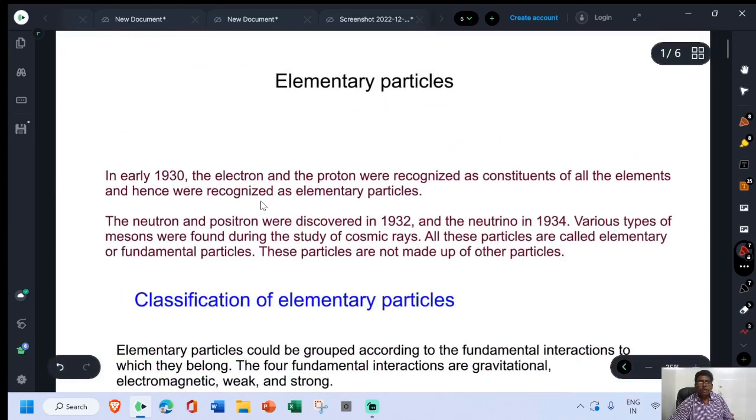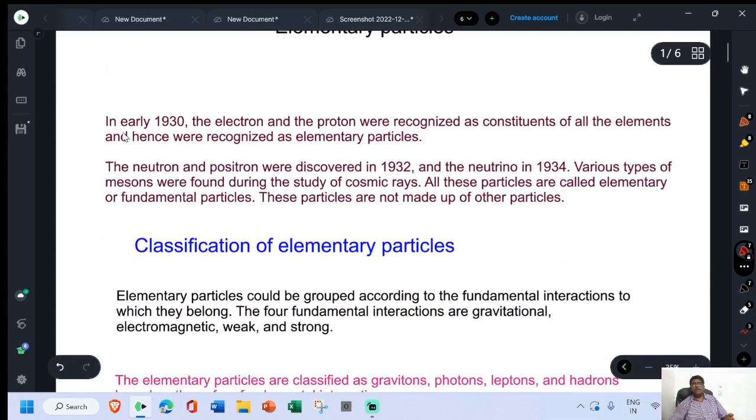Now come to the initial statement. In early 1930, the electron and the proton were recognized as constituents of all the elements and hence were recognized as elementary particles. The neutron and positron were discovered in 1932 and the neutrino in 1934. Various types of mesons were found during the study of cosmic rays. All these particles are called elementary or fundamental particles. These particles are not made up of other particles.